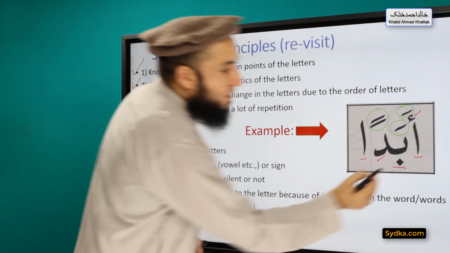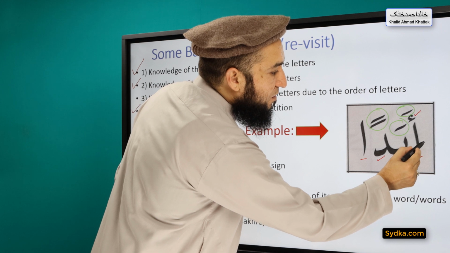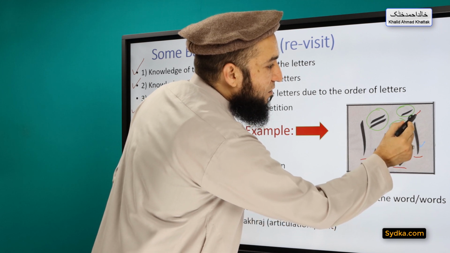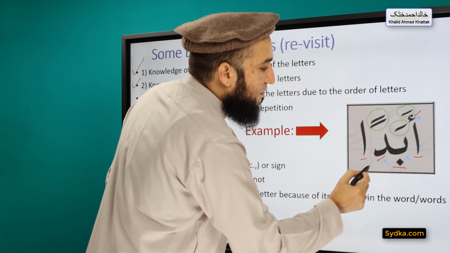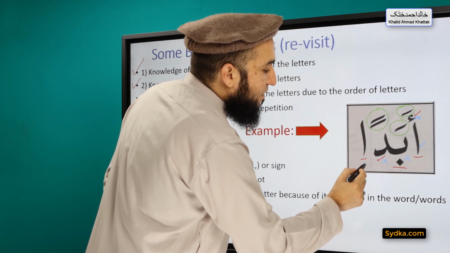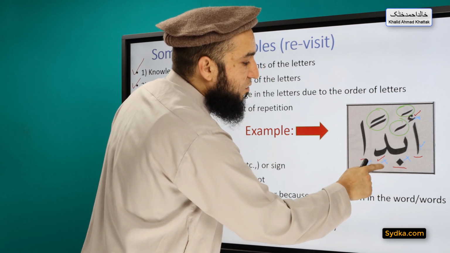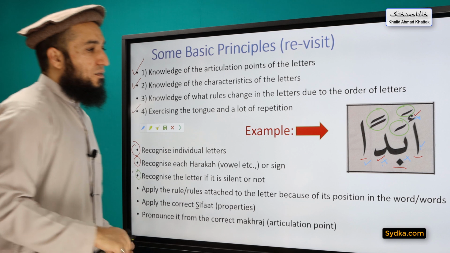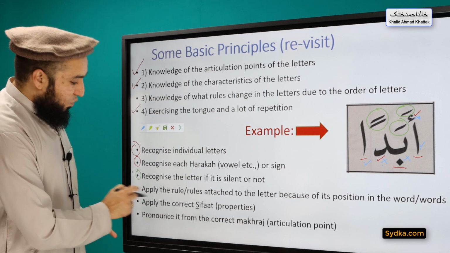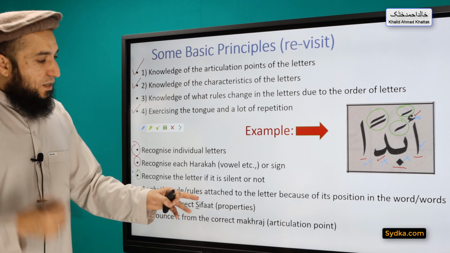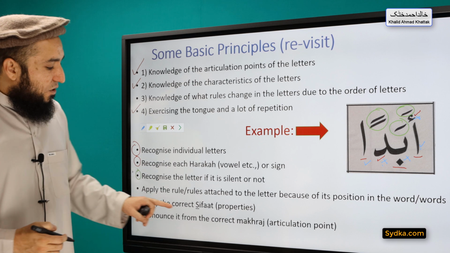Let's see. If you see here, alif is silent, and this one is not. Hamza is not silent, ba is not silent, dal is not silent, and alif is silent. So we recognize those ones. And the next one is we apply the rules that attach to individual letter. We will study that in advanced level. Apply the correct sifat.